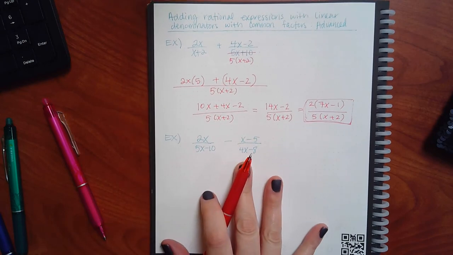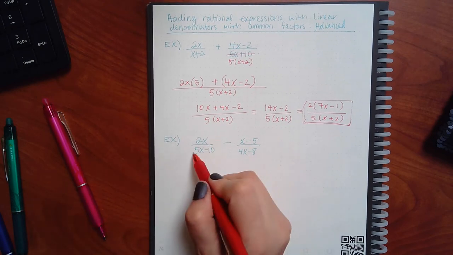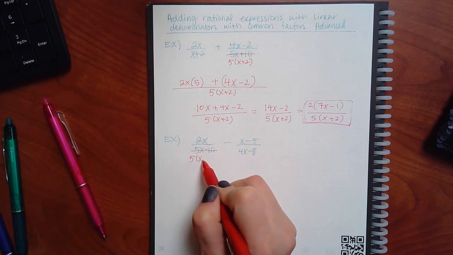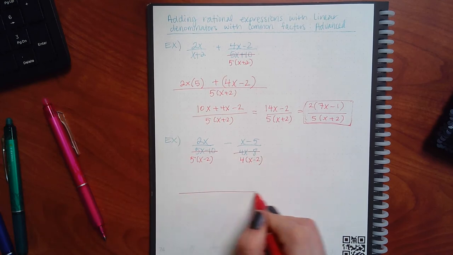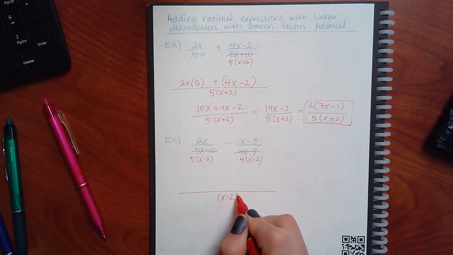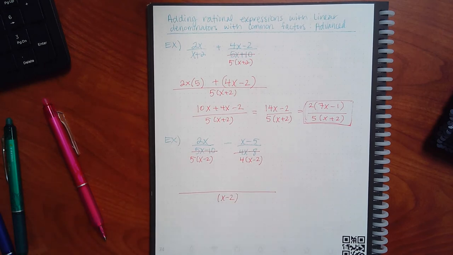Okay, here. Let's factor that. We have 5 and x minus 2. We can factor this one: 4 times x minus 2. So x minus 2 will definitely be part of the LCD, but what number? 20.